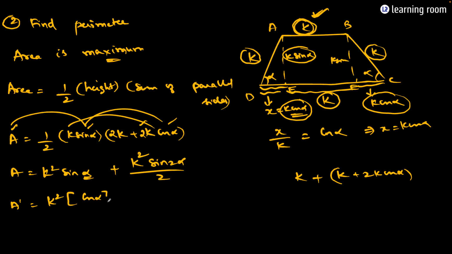K square into cos alpha plus K square into cos 2 alpha. Is this what you got? Yes, sir. This should be equal to 0. So cos alpha plus cos 2 alpha should be equal to 0. So what will you get?